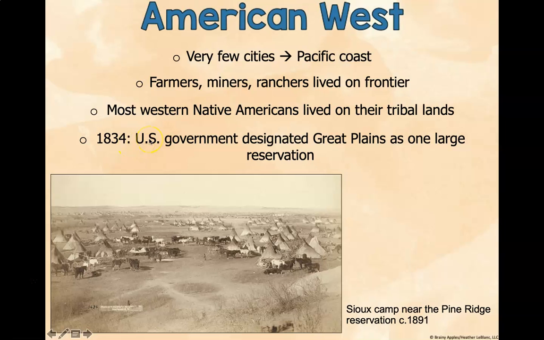In 1834, the U.S. government designated the Great Plains as one large Indian reservation. So this is the Sioux camp near the Pine Ridge Reservation in 1891. Notice they've got the teepees.